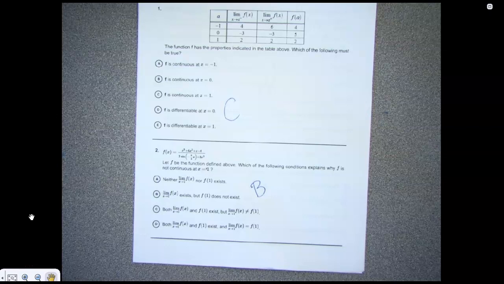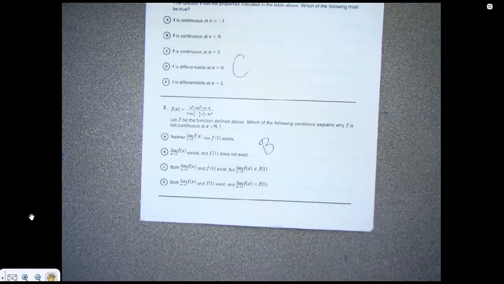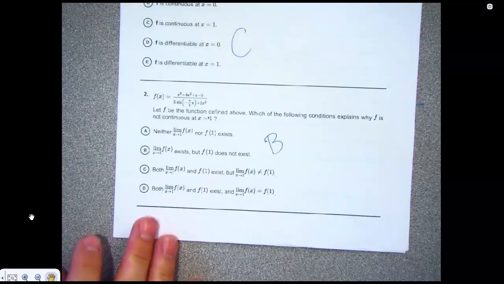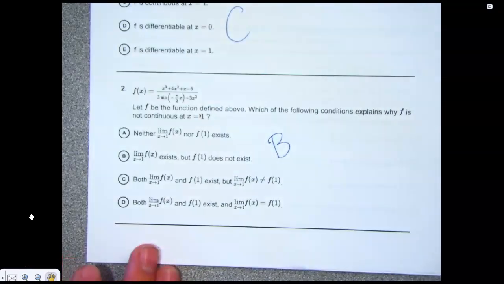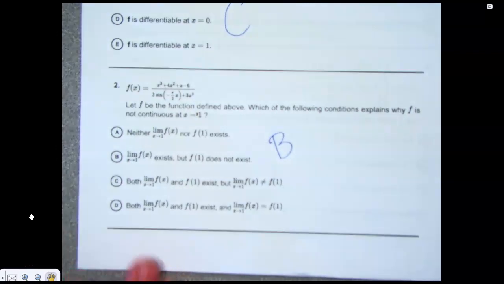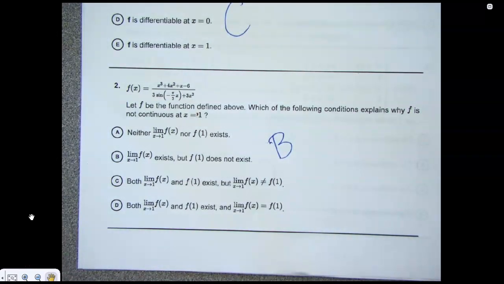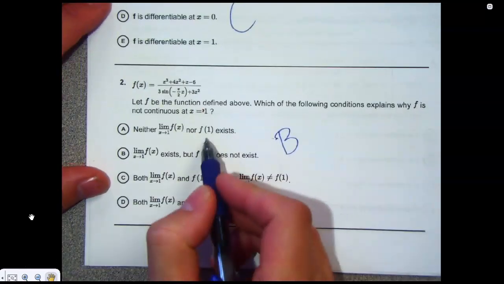I'll go through them, just stop me and tell me to go through them. Number 1 is C, number 2 is B. Number 2, please. Number 2 is designed to be just a mess. There's no factoring you can do to cancel out the trig function. There's no rationalizing you can do to get rid of that trig function. You just have to deal with the trig function. But the way the answers are written does make your life easier.